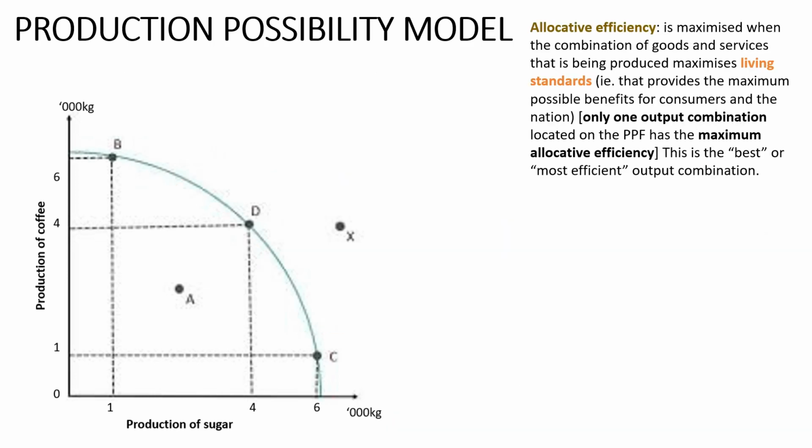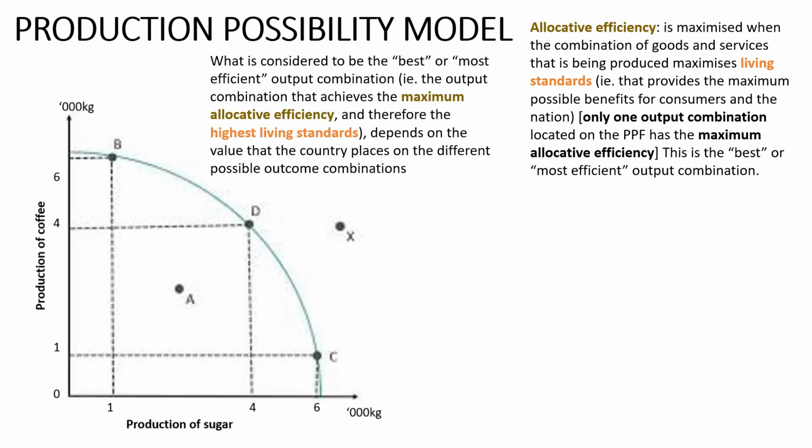As I've said, we cannot tell, just by looking at the production possibility model, which output combination has the maximum allocative efficiency. Instead, what is considered to be the best or most efficient output combination, that is the output combination that achieves the maximum allocative efficiency and therefore the highest living standards, depends on the value that the country places on the different possible output combinations.